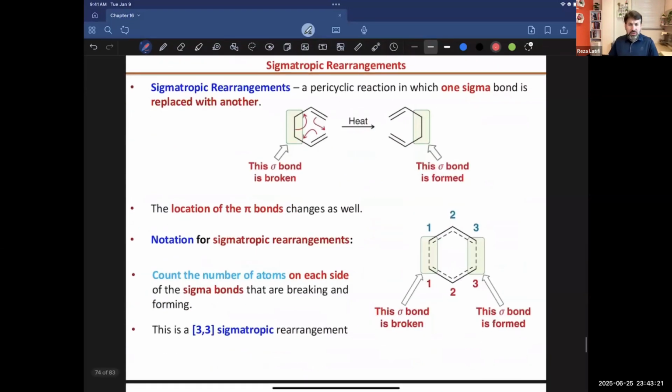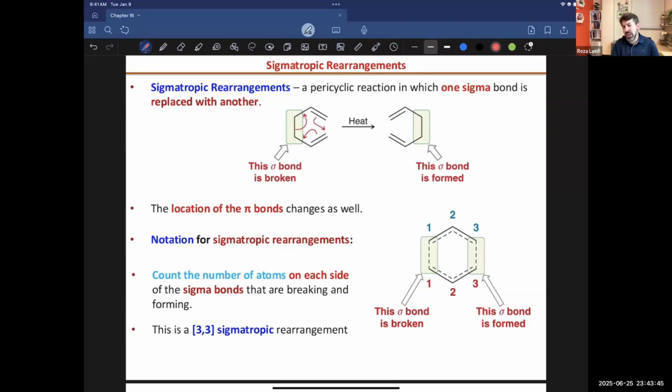Okay. Now, I want to switch to the last class of pericyclic reactions, which is sigmatropic rearrangement. Again, this is a pericyclic reaction. One sigma bond will be technically replaced by another one. So we are not replacing a pi bond by a sigma bond; we simply change the position of the sigma bond.